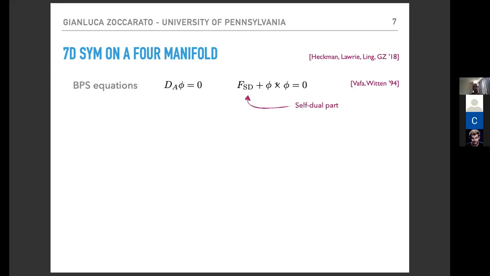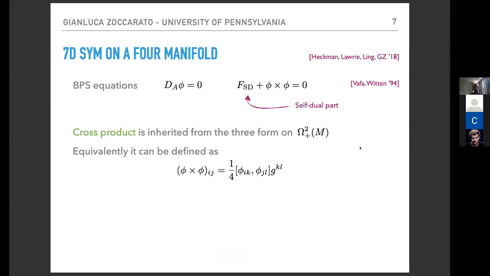And this cross product that we defined can be seen in two ways. Either you can think of it as inherited from the three-form on the bundle of self-dual two-forms on M. Another equivalent definition is that you can use the metric on M and define this product in this way. It basically maps a pair of self-dual two-forms to another self-dual two-form. And as you can see, you need to take the commutator in the Lie algebra.